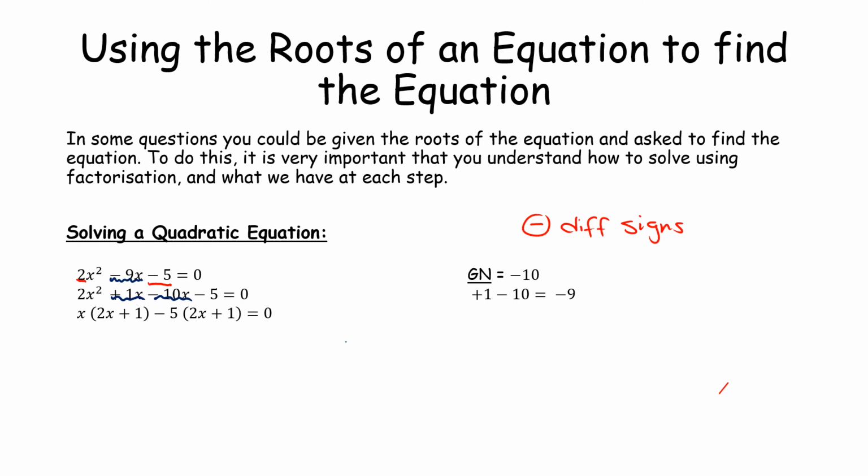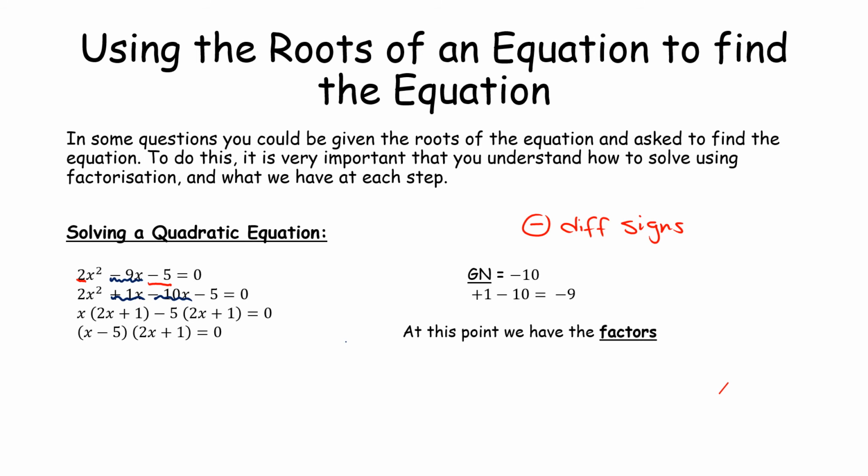So I group the first two terms and the second two terms, and then I get x times (2x plus 1) minus 5 times (2x plus 1) equals 0. At this point your check should be that both brackets are the same. If both brackets aren't the same, something has gone wrong. It could be as simple as you haven't taken out the highest common factor, you've just taken out a common factor, or it could be something to do with how you factorized that guide number. Bringing these together, we get (x minus 5)(2x plus 1) equals 0.